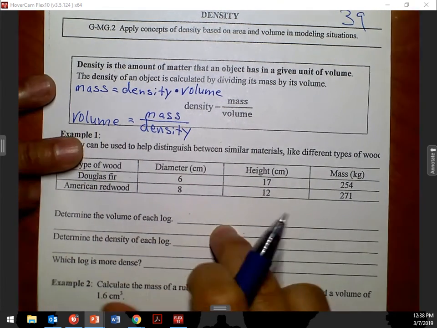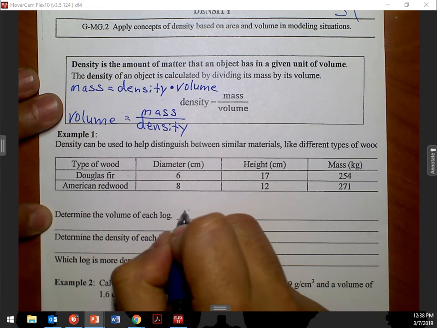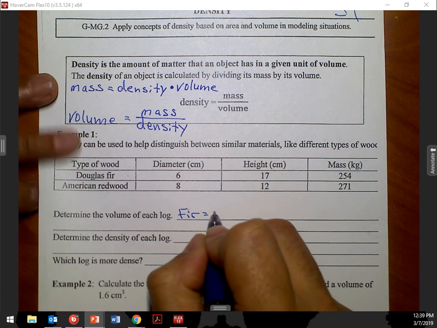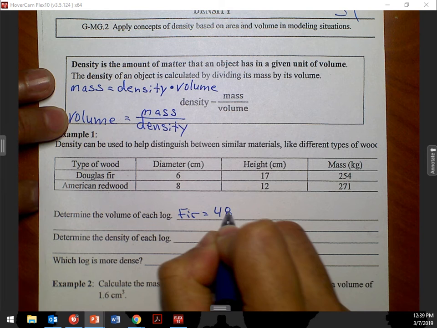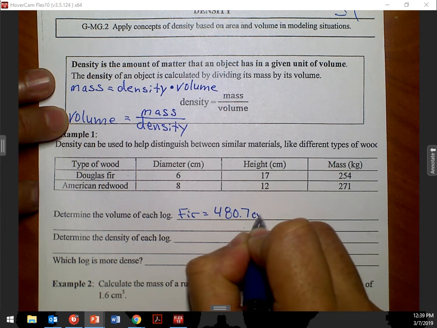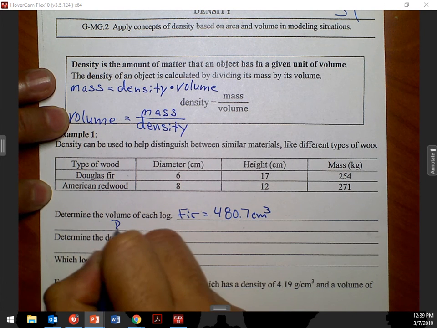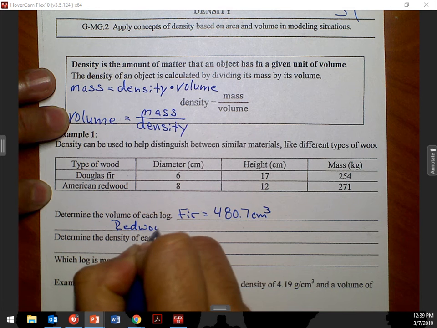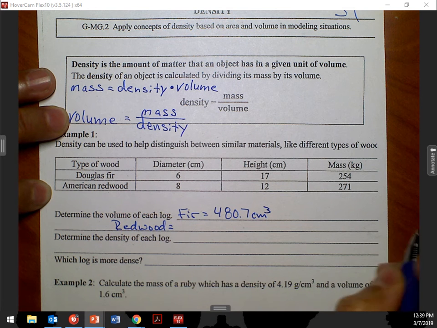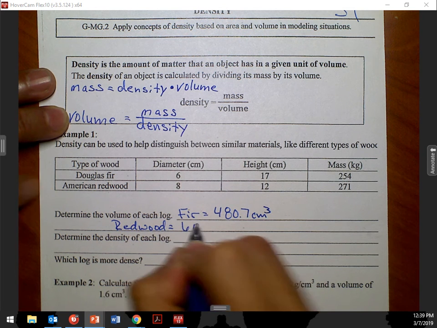Each log, so I'm going to say my fir, so FIR is 480.7 centimeters cubed. Okay, and now my redwood, 603.2.